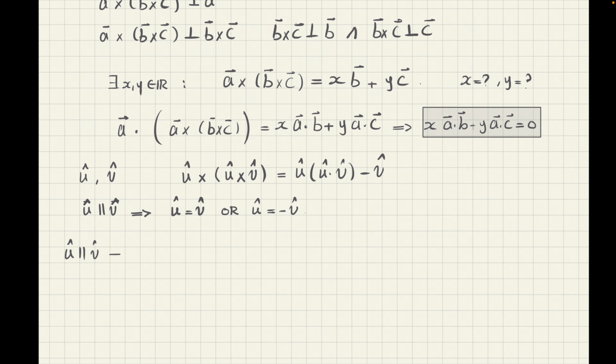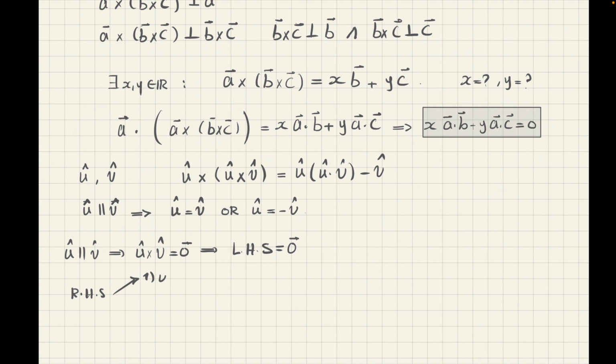If u is parallel to v, we know that u cross v becomes the zero vector. And this means that the left-hand side of this equality that I am going to prove vanishes and becomes the zero vector. But what happens for the right-hand side? For the right-hand side, I can consider two cases: either u is equal to v or u is equal to minus v.